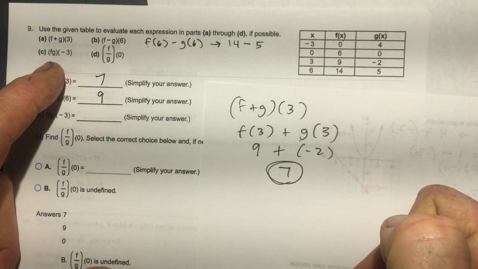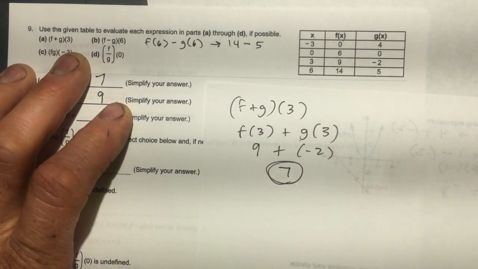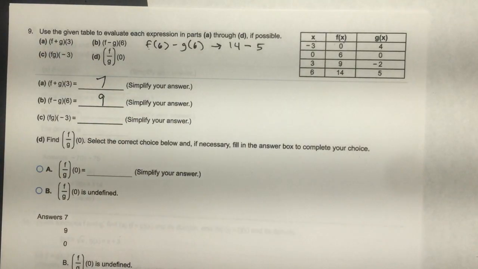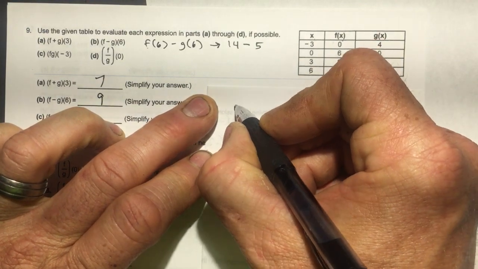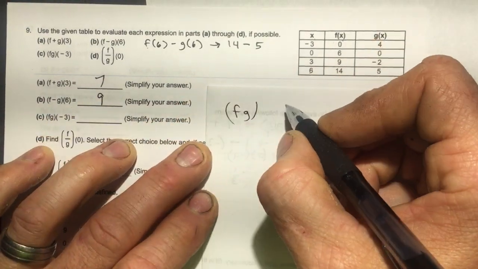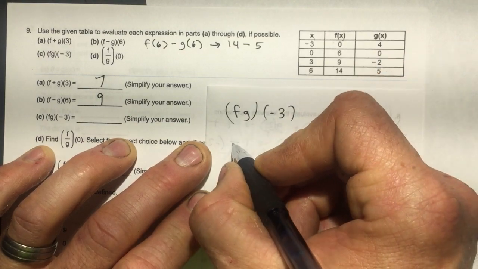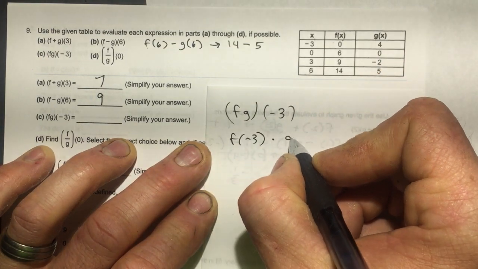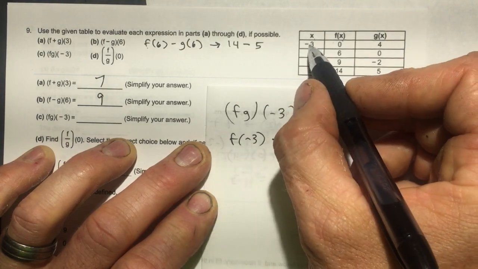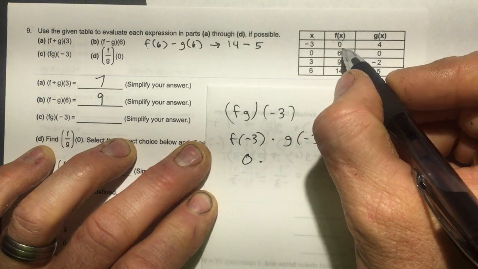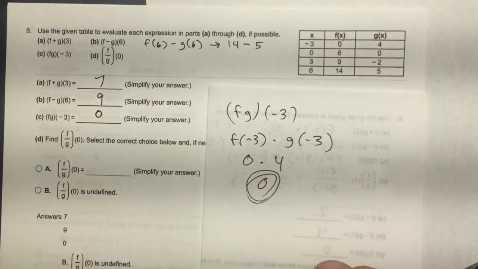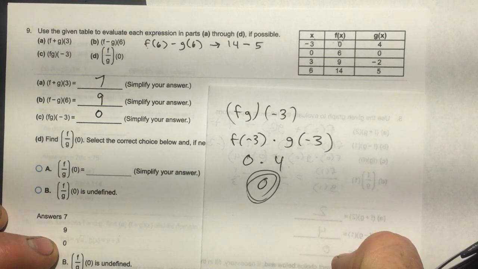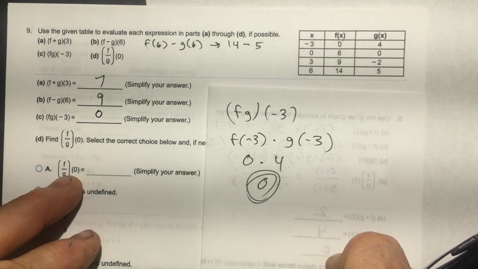Okay, now this next one, f times g of -3. So I'm doing fg of -3. That's going to be f of -3 times g of -3. F at -3 is 0. And then g at -3 is 4. 0 times 4 is 0. So it's 0. All right, we're batting 1,000 here. We're doing good.